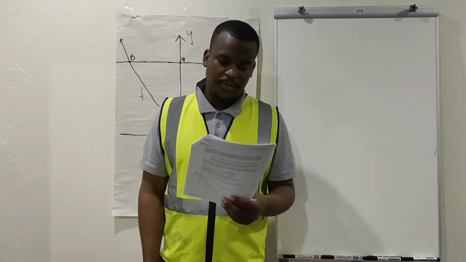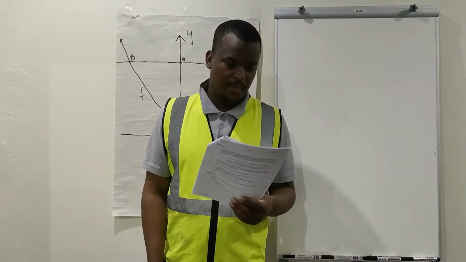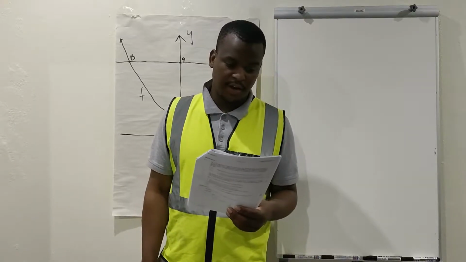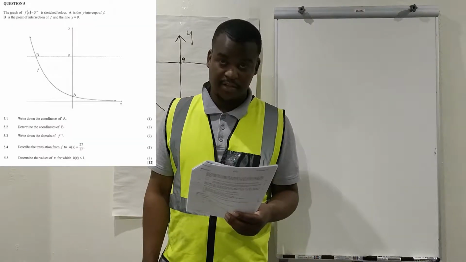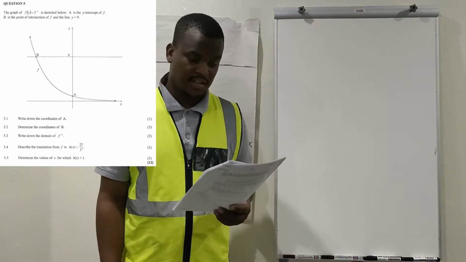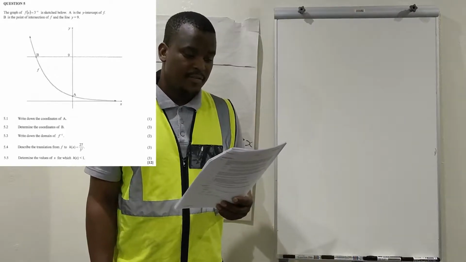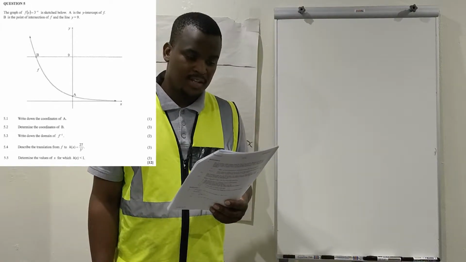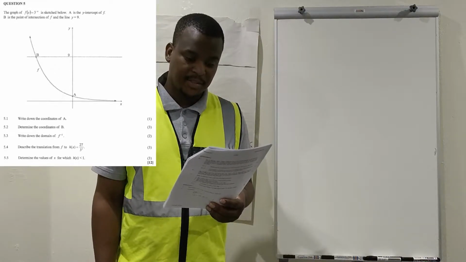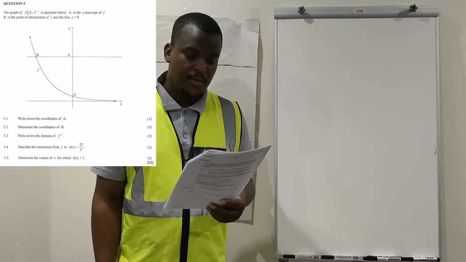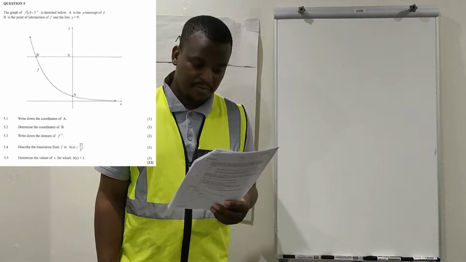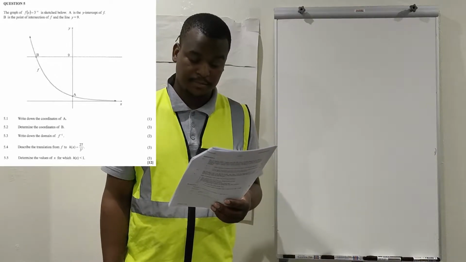So, in this video I'll be doing the November 2020 question paper, Mathematics Paper 1. The question that I'll be doing is question 5, which is the exponential function. I'll read the question and then answer the questions that follow. The graph of f(x) equals 3 raised to negative x is sketched below. A is the y-intercept of f. B is a point of intersection of f and the line y equals 9.